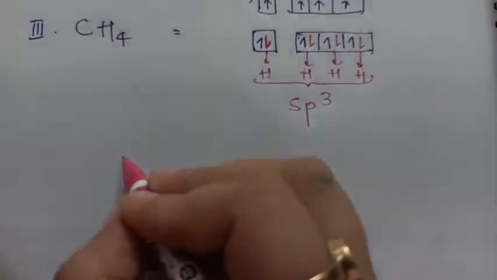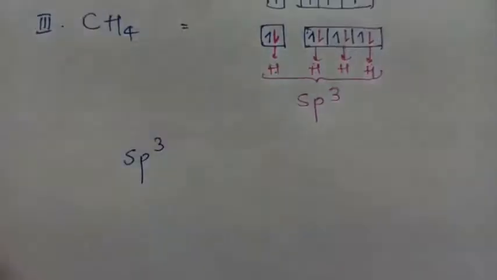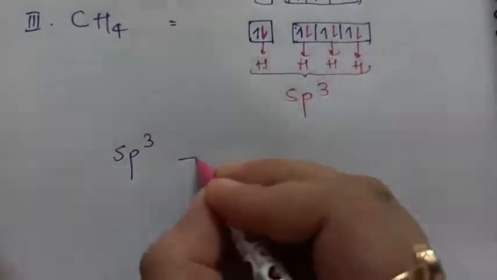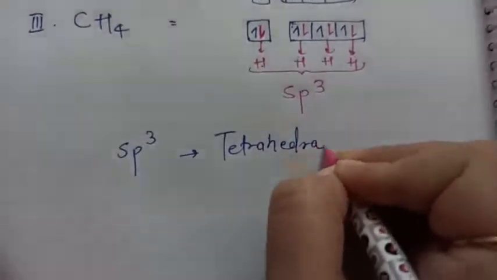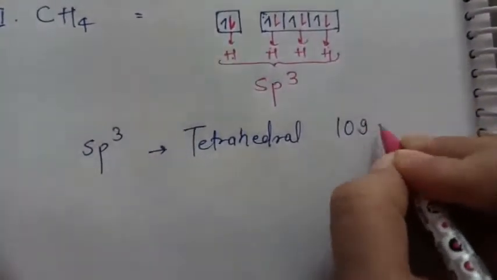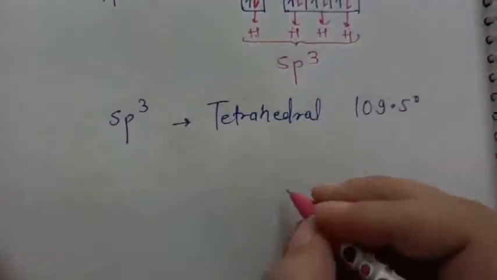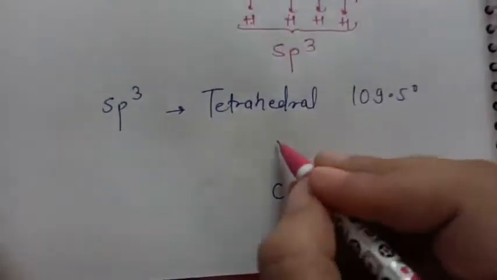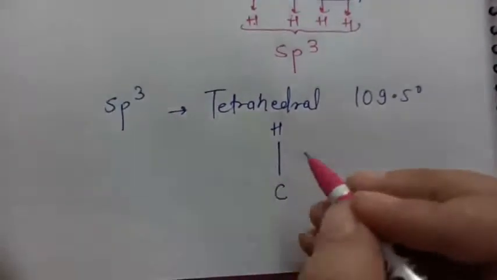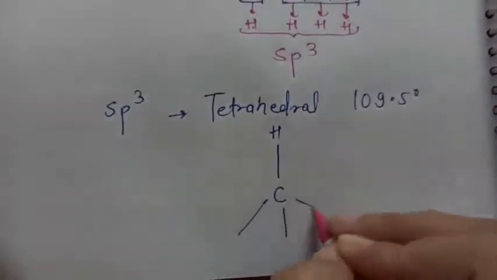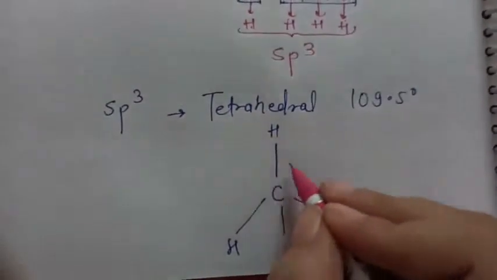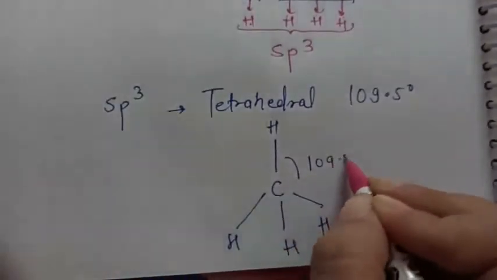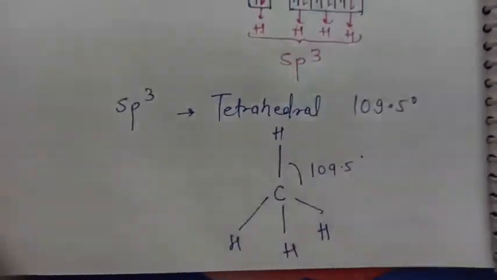Now you should understand and know, if a molecule has sp3 hybridization, its geometry is tetrahedral with bond angle 109.5 degrees. So how to draw the geometry? I will draw a rough one. I hope it will be clear to you. This is the tetrahedral structure with bond angle 109.5 degrees. So this is the structure of methane.